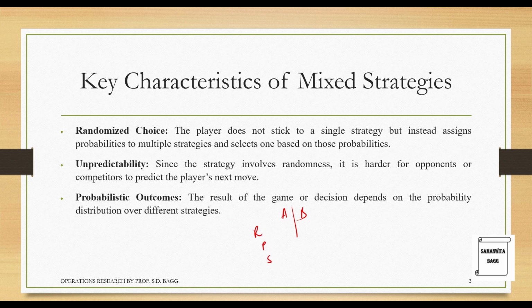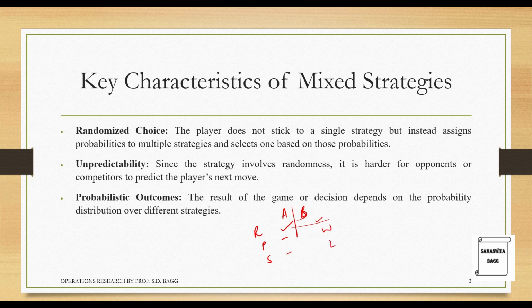paper, scissors game. A has decided to take up a pure strategy of choosing rock all the time and not choose paper and scissors at all. Whereas B has decided for a mixed strategy where he can choose between rock, paper and scissors. So if B chooses rock, there is a tie in the game. If B chooses paper, B will win the game. If B chooses scissors, he will lose the game.